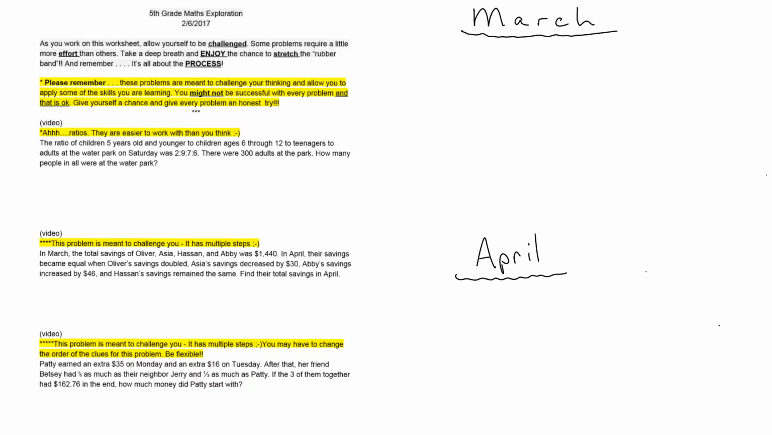Since we're talking about Oliver, Asia, Hassan, and Abby, we're going to go ahead and put them on our models. So up here in March, I'm going to put Oliver, Asia, Hassan, and Abby. We're going to go ahead and do the same thing down here for April. Now it says that Oliver's savings doubled in April. So we're going to start with that one clue.